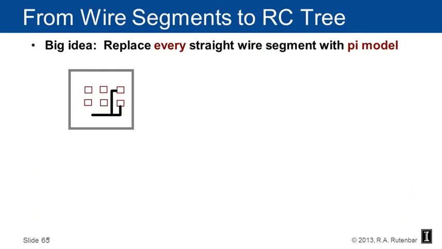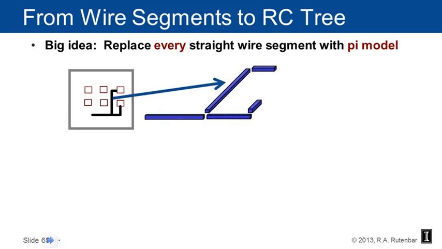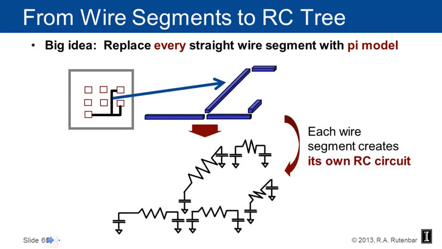But this is just one piece of metal. And the big idea is I replace every straight wire segment in my wire with a pi model. So I've got a whole bunch of pieces of wire, 1, 2, 3, 4, 5 in this particular case. And I'm going to take every single one of those straight line segments and replace it with one resistor and two capacitors. And if you're saying to yourself, wow, if I have a great big wire that has a lot of bends and kinks, there's a whole lot of resistors and a whole lot of capacitors, the answer is yes, it's just the way it works.